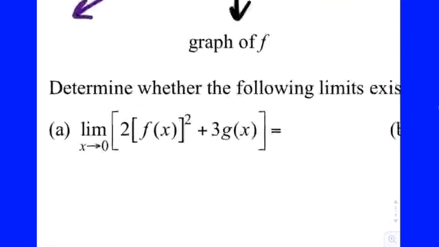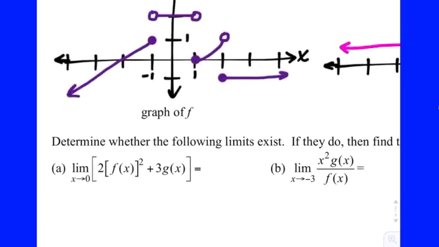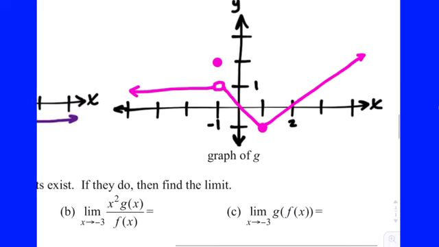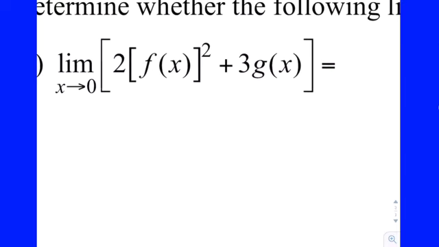All right, so let me walk you through one like this. The limit as x goes to 0 of twice f squared plus 3g. So again, here's the graph of f on the left, and here's the graph of g on the right. If you're ever given graphs like this, and there's nothing that's actually said about the true values, if it appears to cross at an intersection of two integer grids, you can assume that it is, okay? All right, so here's what the step would look like.